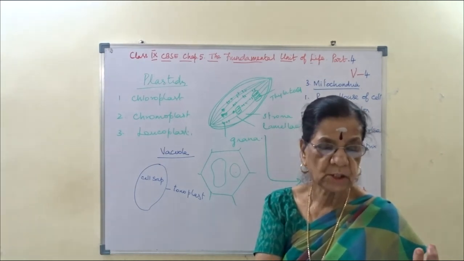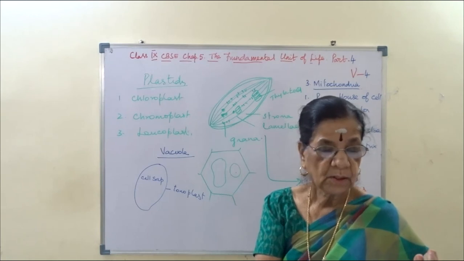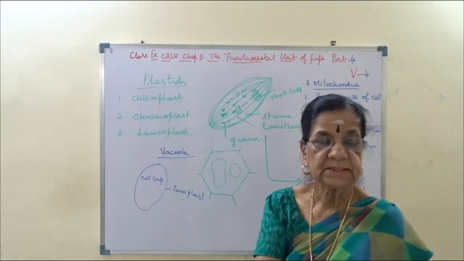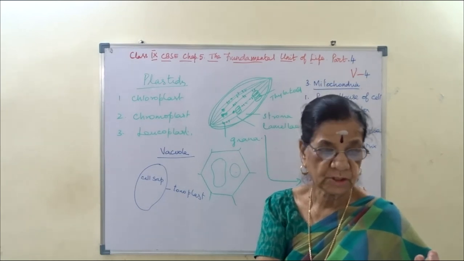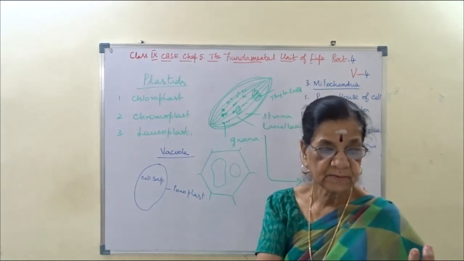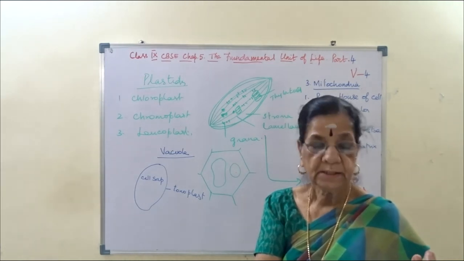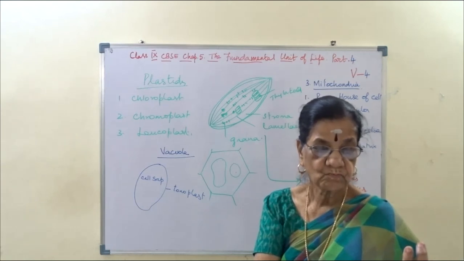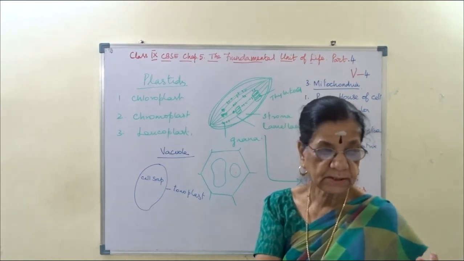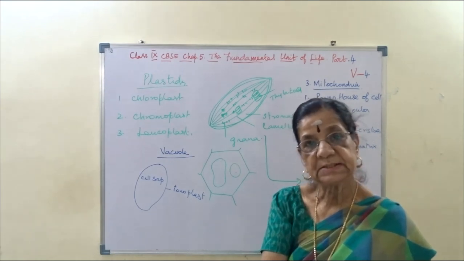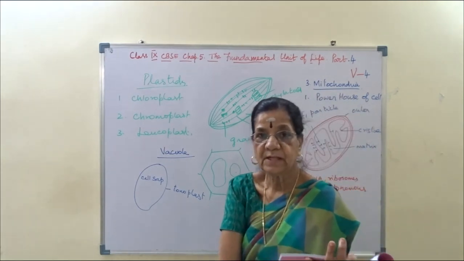In single cell organisms like amoeba, the food vacuole contains food items that the amoeba has consumed. And in some unicellular organisms, specialized vacuoles also play an important role in expelling excess water and some waste from the cell. I hope you understand this. So this is for vacuole.